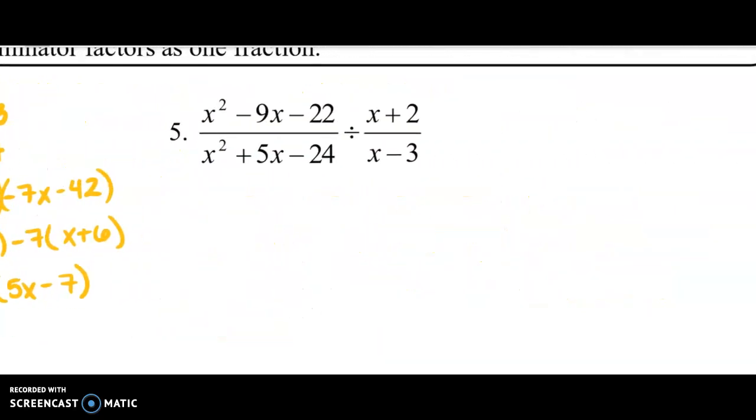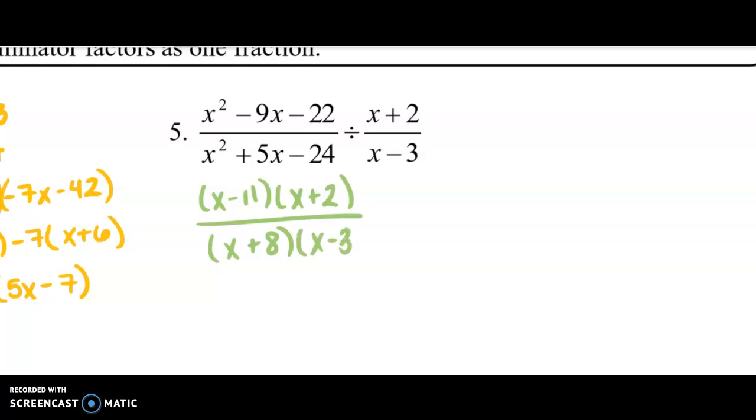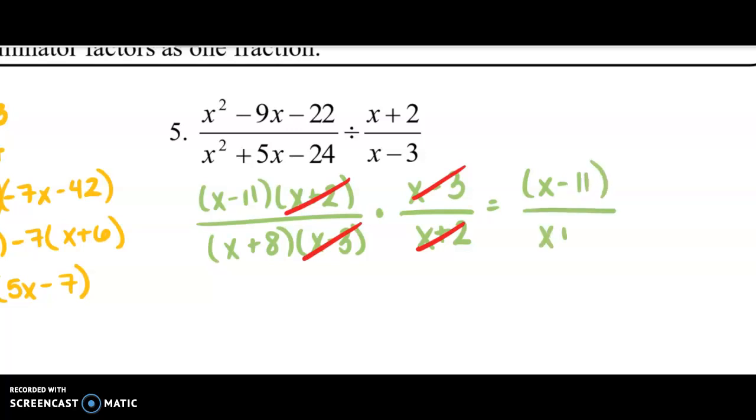Number 5, I'm going to go ahead and start factoring the top. That's going to be x minus 11 times x plus 2 over x plus 8 times x minus 3. Change the sign to multiplication, flip the fraction: x minus 3 over x plus 2. x plus 2's cancel, x minus 3's cancel, and my answer is x minus 11 over x plus 8.